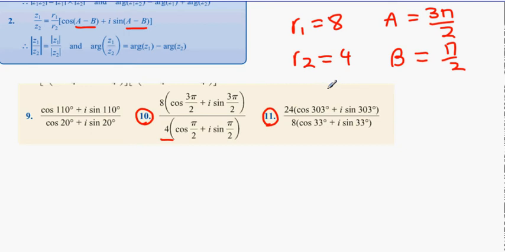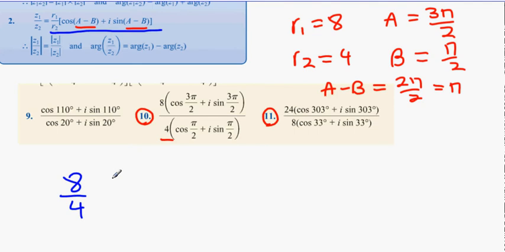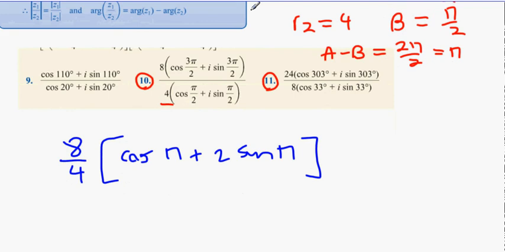So this is division of complex numbers, so A minus B is going to simply be 3 pi over 2 minus pi over 2, which gives me 2 pi over 2, which equals pi. So put it into this general equation here. R1 divided by R2 is going to be 8 divided by 4. Then it's going to be brackets cos pi plus i sine pi. And then 8 over 4 becomes 2.